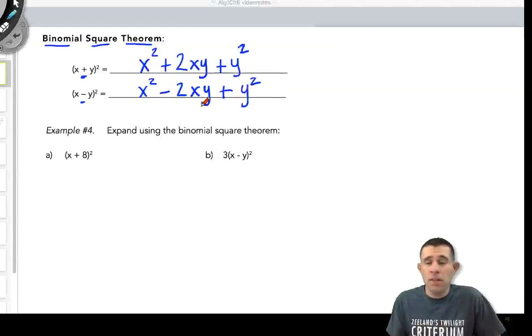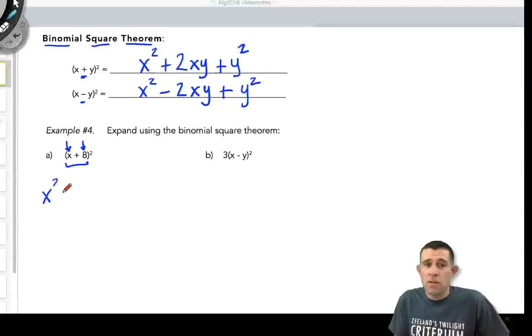All right, so let's apply this binomial square theorem here to a few problems. If I take a look here, I'm going to expand, or square, the binomial x plus 8. Well, my 2 terms are x and 8, so I'm going to simply follow my pattern here.